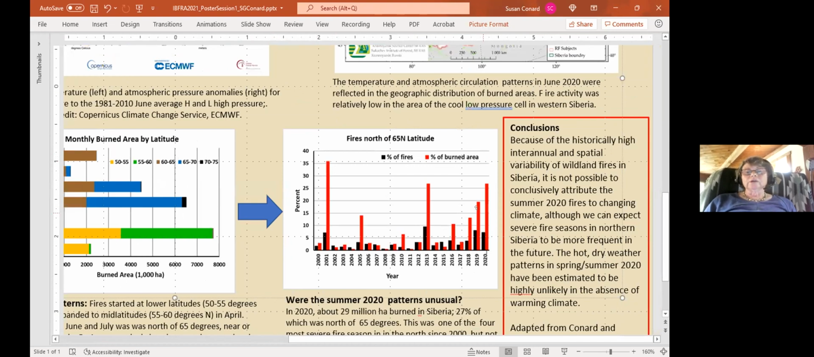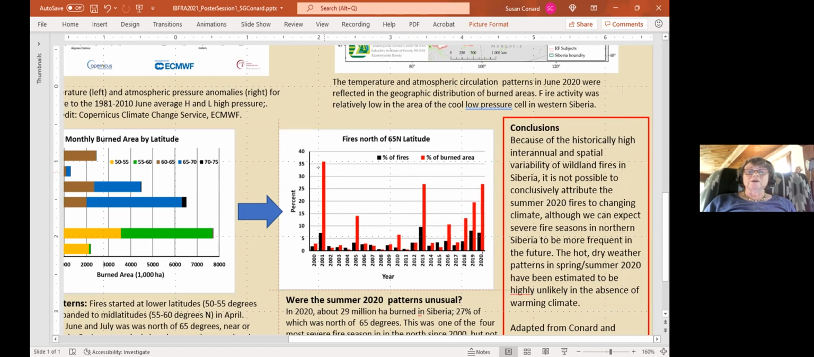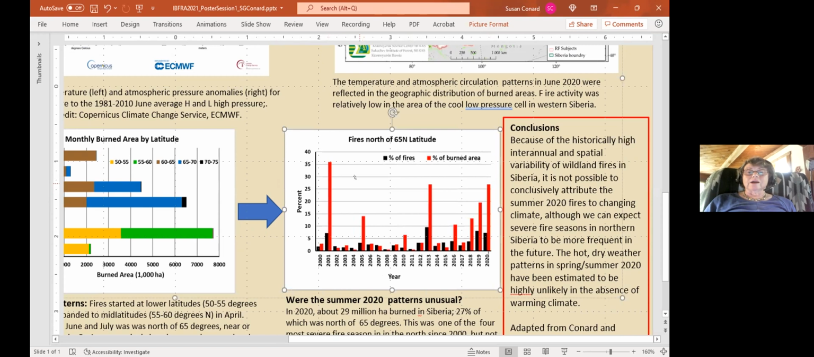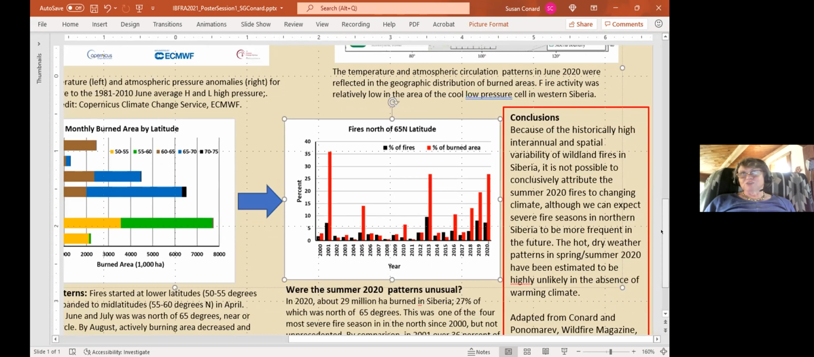You can also look at the percent of the burned area in Russia that occurred north of 65 degrees, and there was a very high percentage in 2020 compared to a lot of years, about 25%. In 2001 it was 36%, which was a lot higher, but 2001 was a much lower fire year, so it's a little bit misleading in some ways to look at that. In 2020, in total in Siberia, about 29 million hectares burned, which is a very, very high fire year for Siberia.